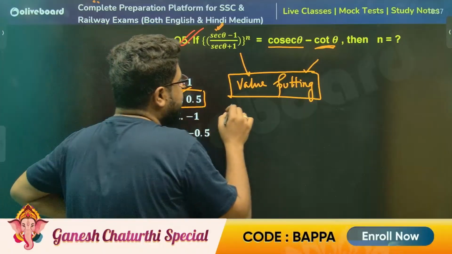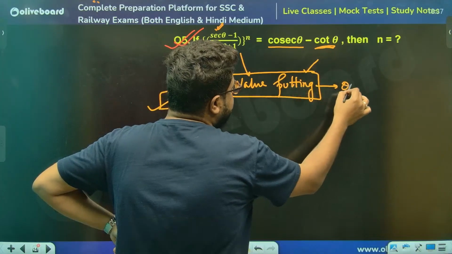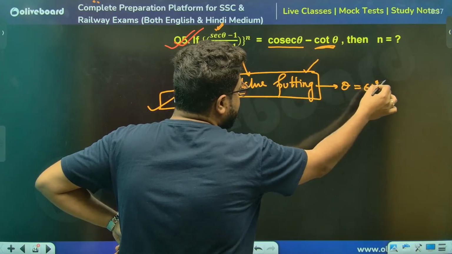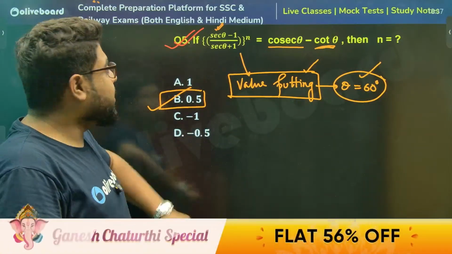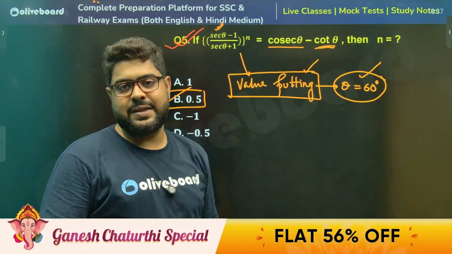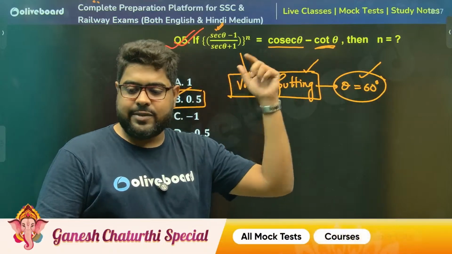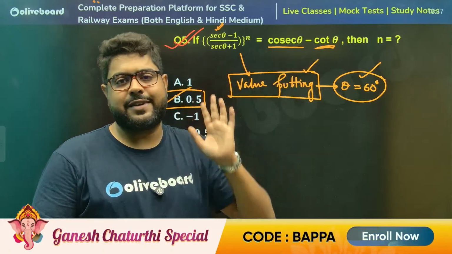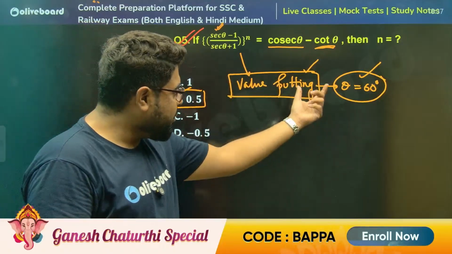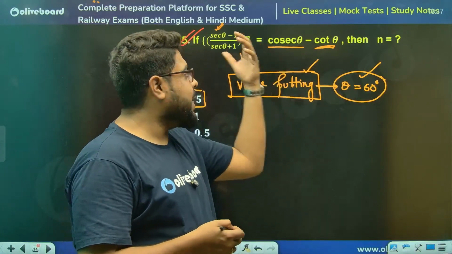So let's do one thing. What I am thinking, let's put theta equal to 60 degrees. You will say, suddenly, where in the world did you get this? Because sec theta will be 2. Cos 60 degrees is half, so sec 60 is 2. So my calculations will become very easy. That is the point of view. That is how I'm thinking.